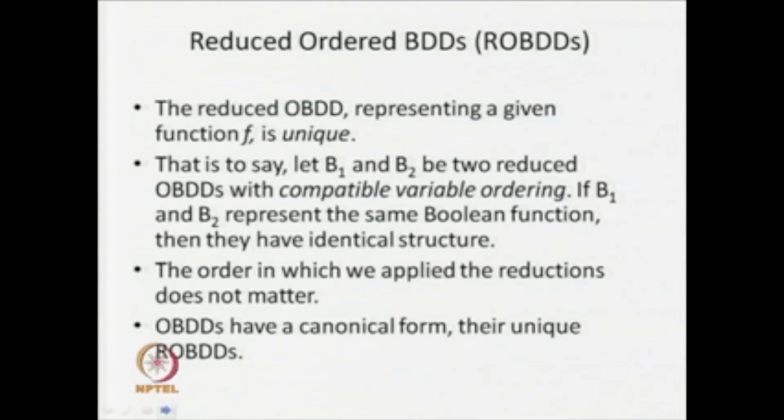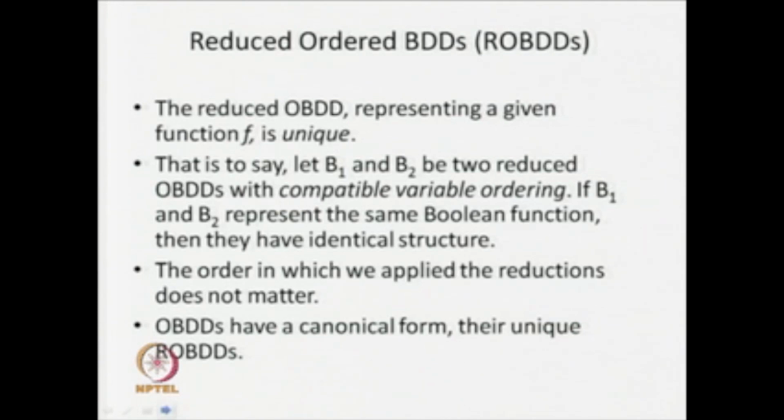Now, these are some properties of the reduced ordered binary decision diagram. The reduced ordered binary decision diagram representing a given function f is unique. So, if we look at a particular function f and construct a reduced ordered binary decision diagram of that function, then this ROBDD will be unique with respect to that particular variable ordering. Because if you change the variable ordering, then the size will vary, as we have already seen. That means we are going to get a different representation, a different BDD. So, with a particular variable ordering, we are going to get a unique representation.